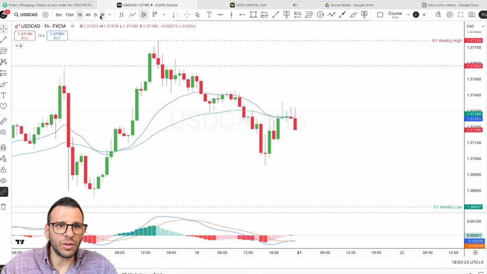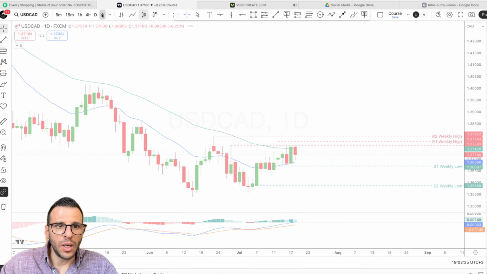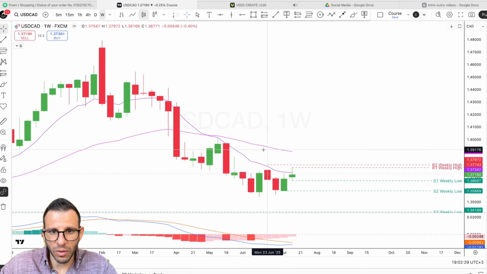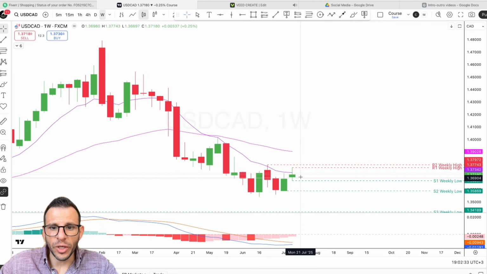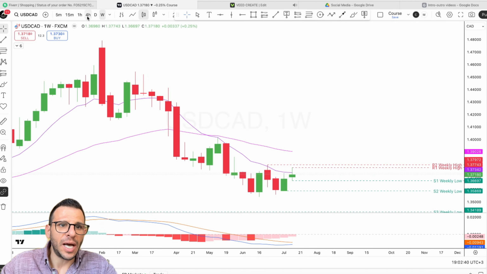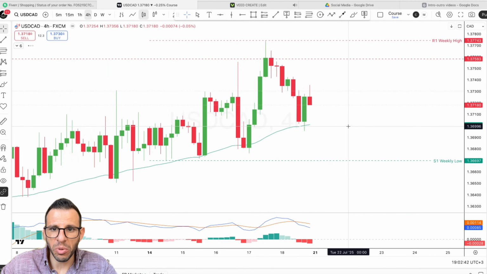USD Canadian dollar. A weak US dollar followed also the Canadian dollar strength. Rejection at the 10 weekly period moving average. The market is at this bottom area, but again, it's more bearish than bullish, this one.